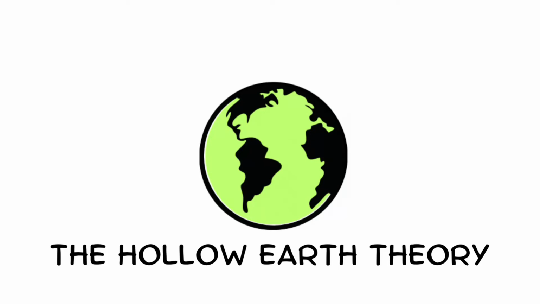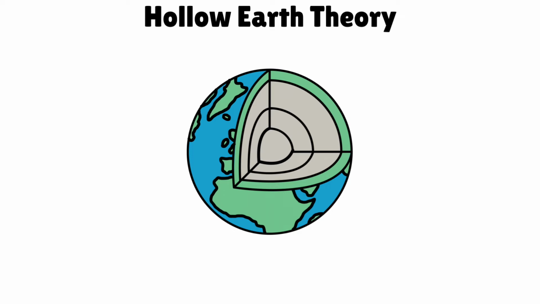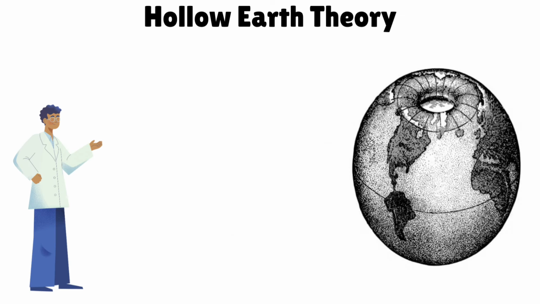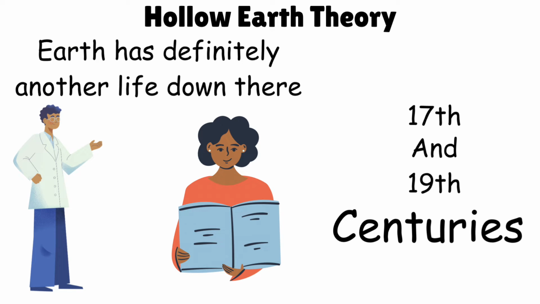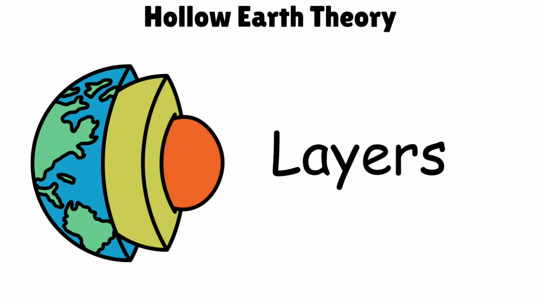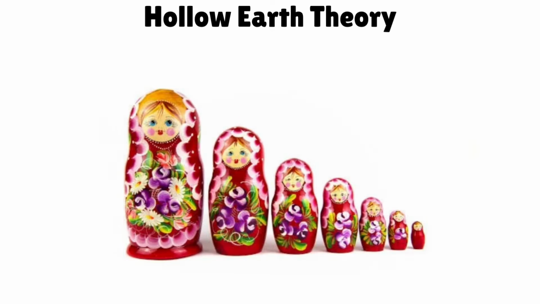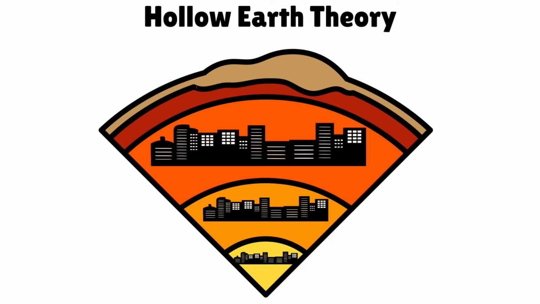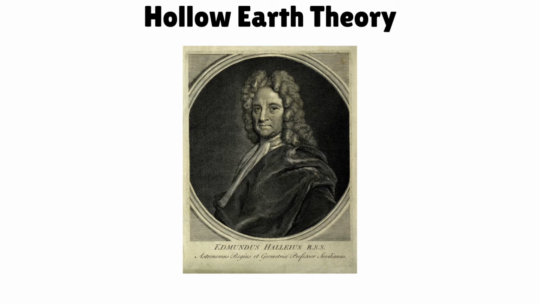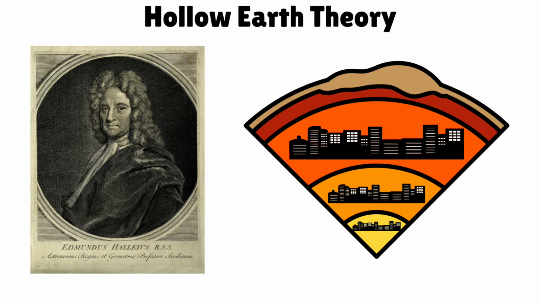The hollow Earth theory. What if Earth wasn't solid, but hollow? That's what some scientists and explorers believed between the 17th and 19th centuries. The hollow Earth theory claimed the planet had layers, like a Russian doll, with massive inner worlds and even entire civilizations hidden below. Even Edmund Halley, yes, the comet guy, proposed this idea.